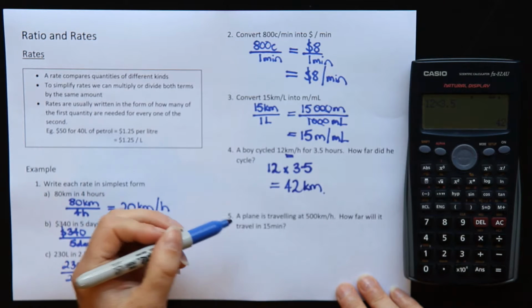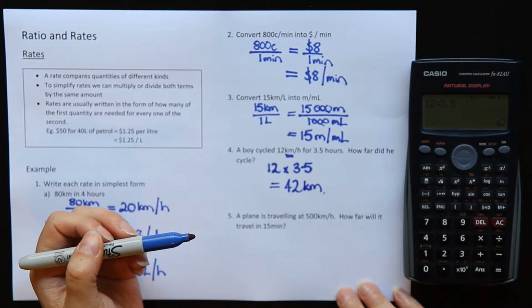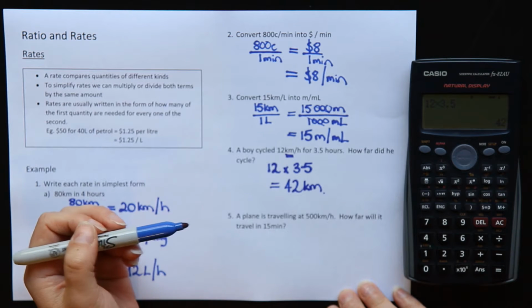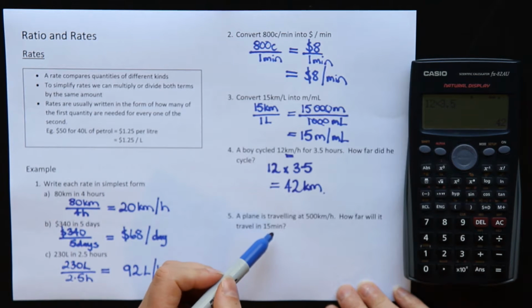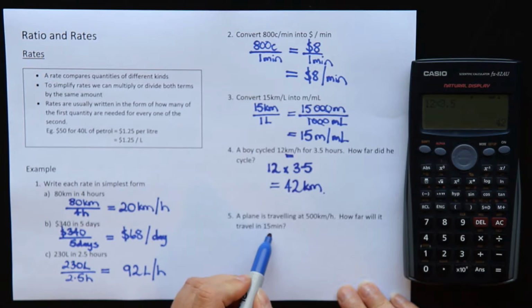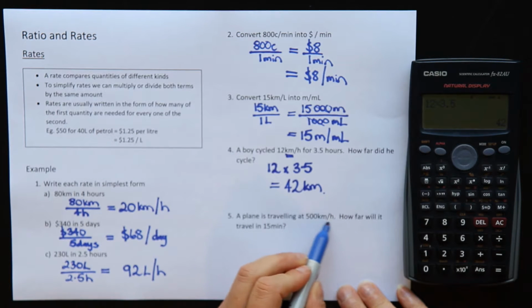Question 5. A plane is travelling at 500 kilometers per hour. How far will it travel in 15 minutes? Okay, so the problem with this question is that we can't have hours in here and minutes in here. It's a bit more complicated when we want to change units in our rate up here.